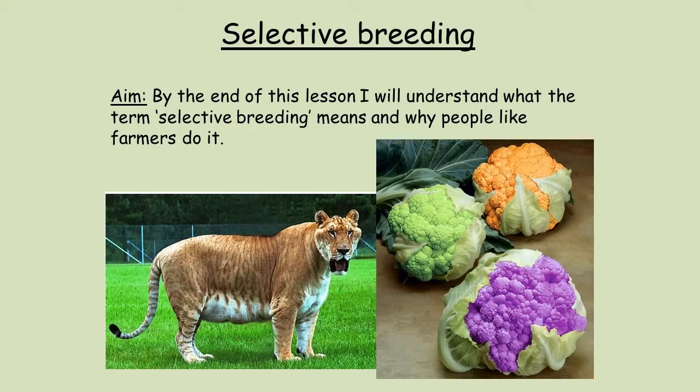So today, for our science lesson, we are going to look at selective breeding, okay? What you need to be able to understand by the end of this lesson is what the term selective breeding means and why farmers might be interested in doing selective breeding. We're also going to look at genetically modified organisms too, and we're going to work through a 6-mark exam question together, but I'm going to help you do that, so don't worry about it.